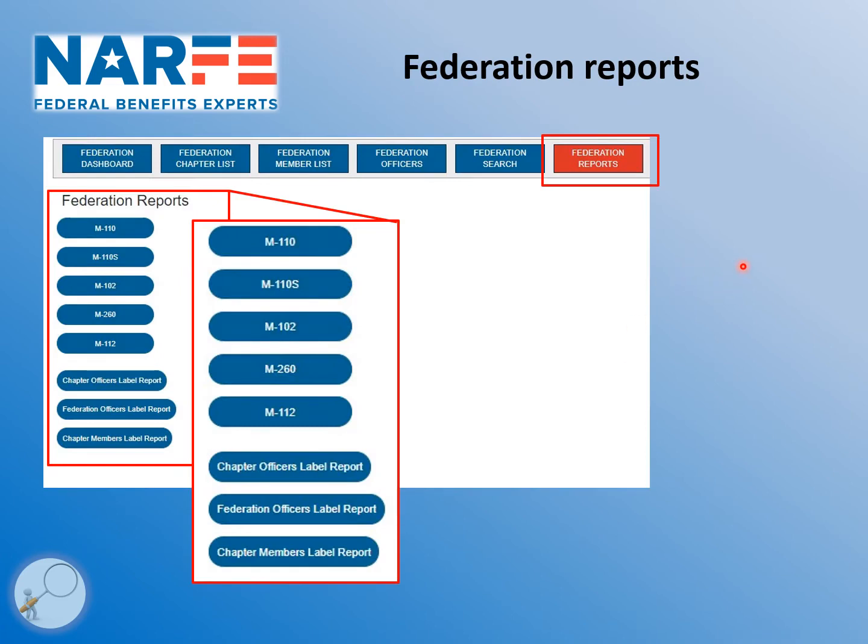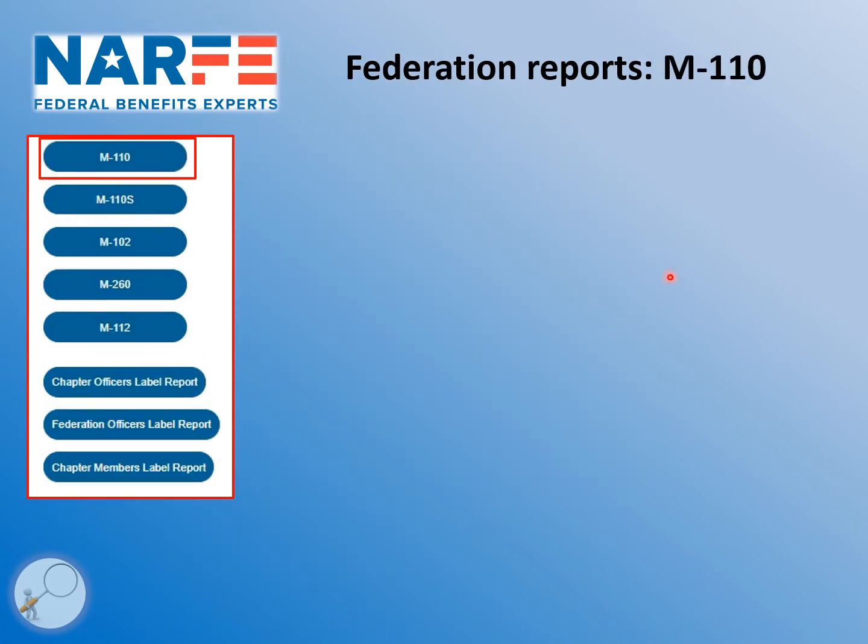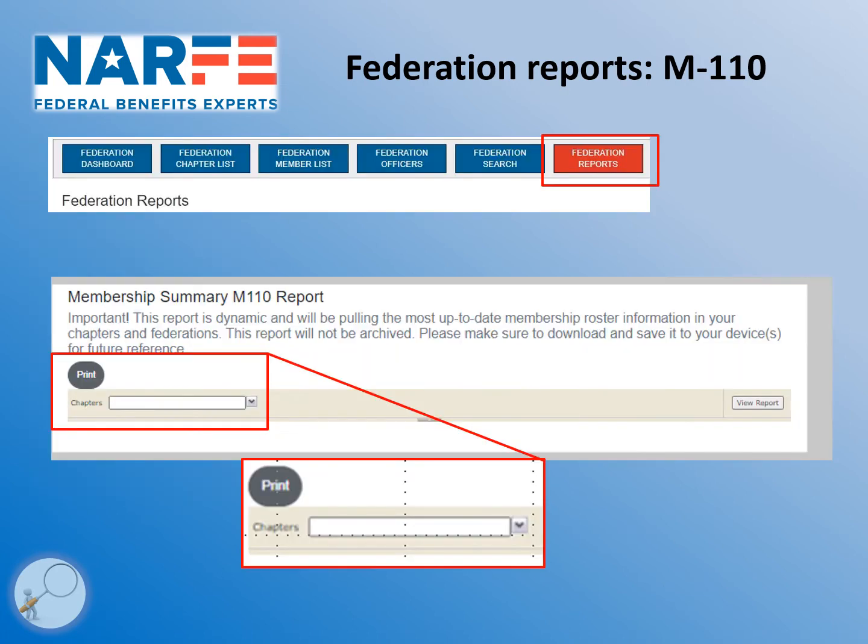Now we're going to look at Federation Reports. That is the last button on the main Federation dashboard menu. And it will provide you with a list of all of the reports that are available for you to view. The first report is the M110. This is a membership summary report. It requires that you select a chapter or chapters for your result.